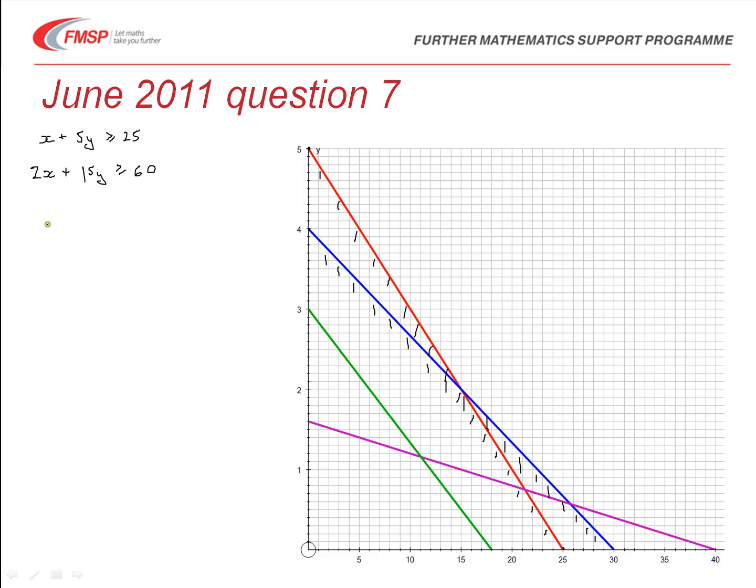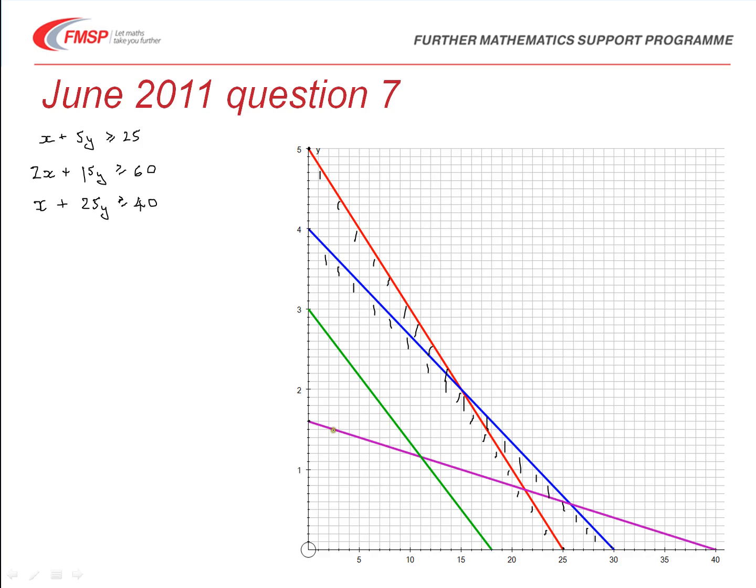Finally, the third inequality was x plus 25y, and that has to be greater than or equal to 40. So once again, if x is 40, y is 0, and if x is 0, y is 40 over 25, which gives you an answer of 1.6. So this is the pink coloured line.